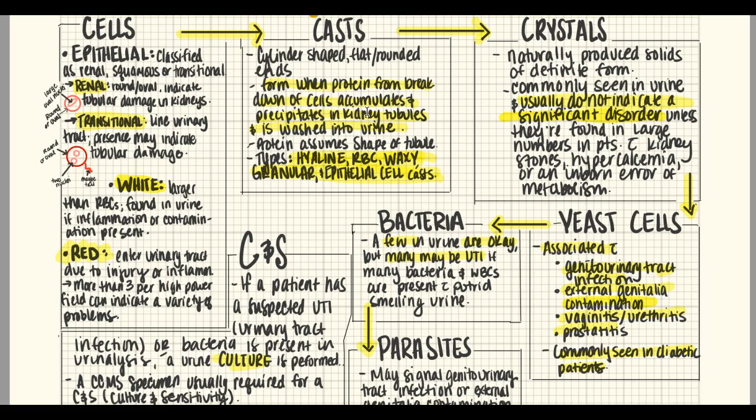Crystals are another thing that can be floating around in patient urine. Crystals are naturally produced solids of definite form. They are commonly seen in urine, so they're pretty normal. They usually don't indicate any significant disorder unless they are found in very large numbers in patients with kidney stones, patients who have hypercalcemia, or patients that have an inborn error of metabolism. So unless the patient has one of those things, then we don't really worry about crystals too much.